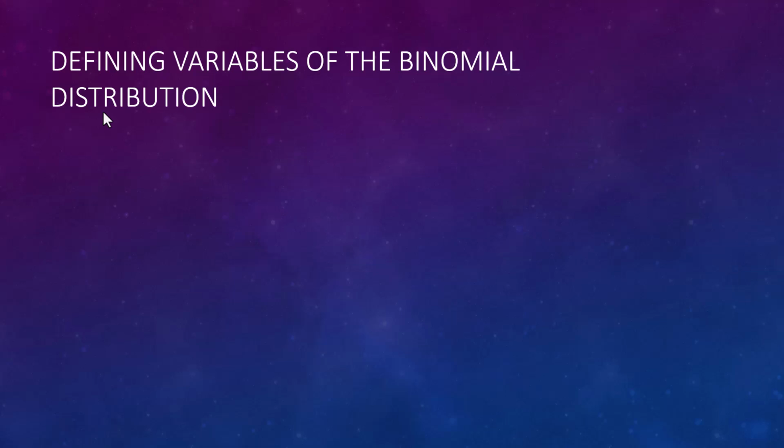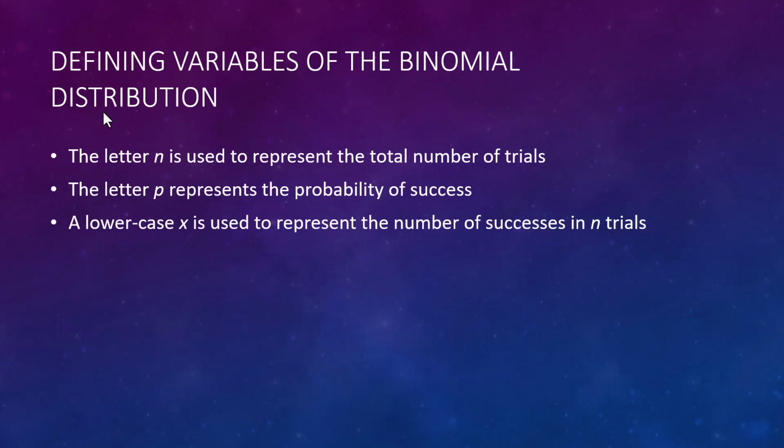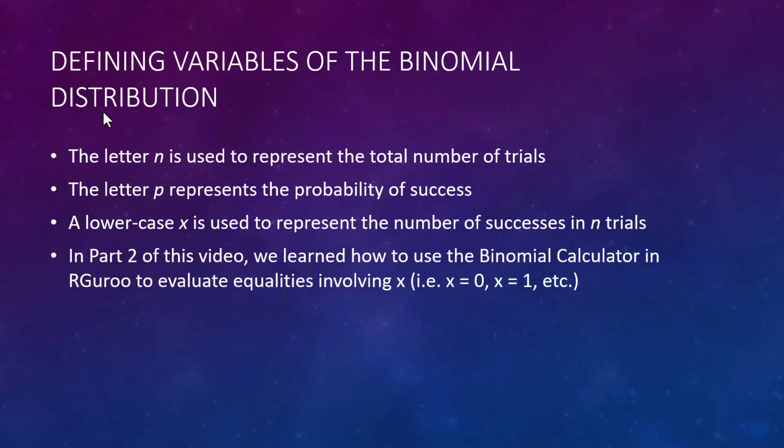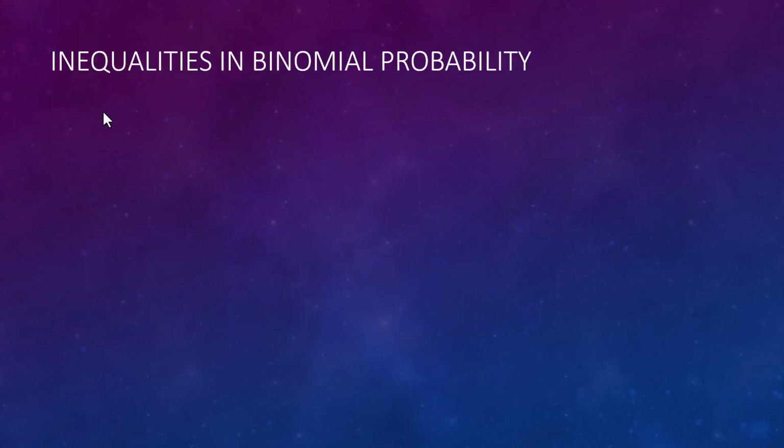Defining variables of the binomial distribution. The letter n is used to represent the total number of trials. The letter p represents the probability of success. A lowercase x is used to represent the number of successes in n trials. In part 2 of this video, we learned how to use the binomial calculator in our guru to evaluate equalities involving x. For example, x equals 0 or x equals 1. In this video, we will be using inequalities in the binomial calculator. For example, x is less than 2, x is greater than 4, x is less than or equal to 0, or x is greater than or equal to 3.